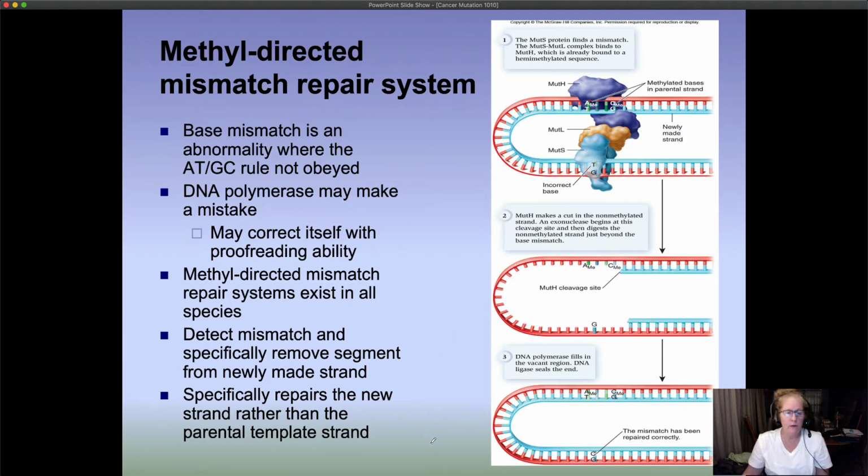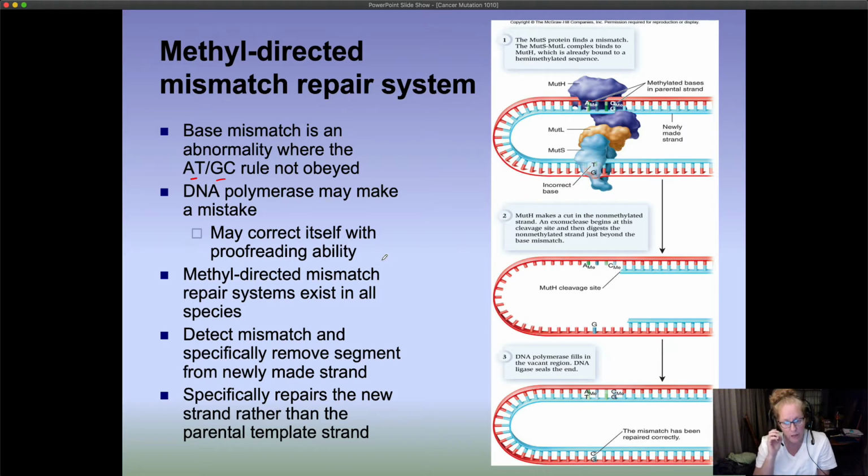Now, the other form of repair that we're going to talk about is methyl-directed mismatch repair. Here, a base mismatch is where we don't have our A to T or G to C rule, right? So we have a set of bases that are not complementary to each other, so they're not base pairing properly. This occurs when DNA polymerase makes a mistake. Usually, more often than not, DNA polymerase will correct its own mistake.